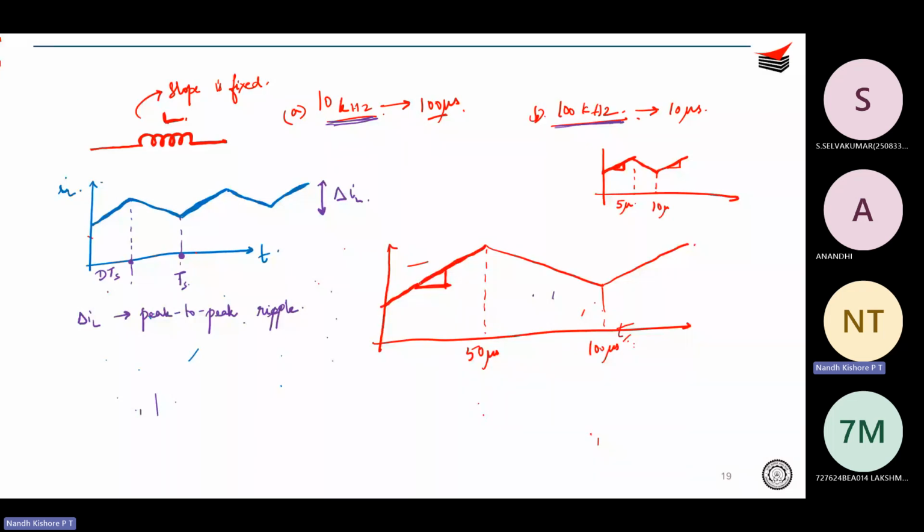For 50 microseconds, the inductor current will keep on increasing. That is why you will see that the peak to peak ripple delta IL for 10 kilohertz is more than delta IL for 100 kilohertz. Because in the 100 kilohertz case, you are not giving the inductor current more time to rise, whereas in the 10 kilohertz case, you have a huge time period, that is 100 microseconds. So you are giving the inductor current more time to increase.